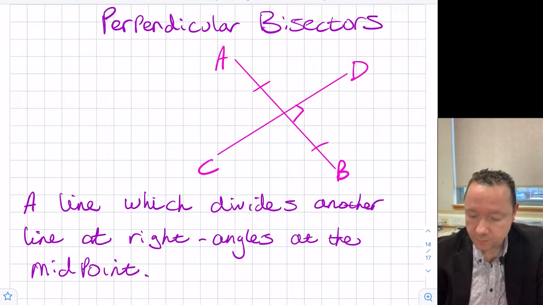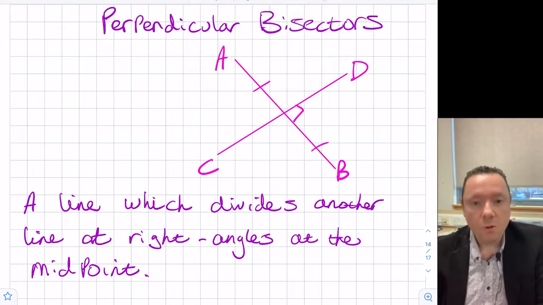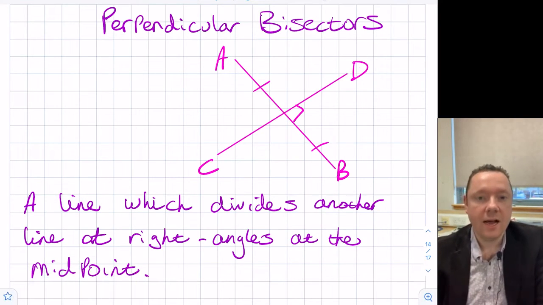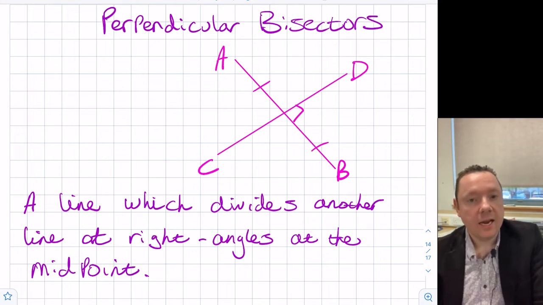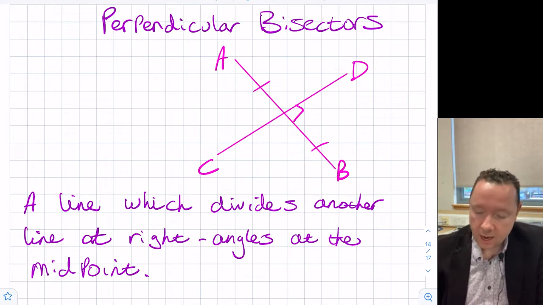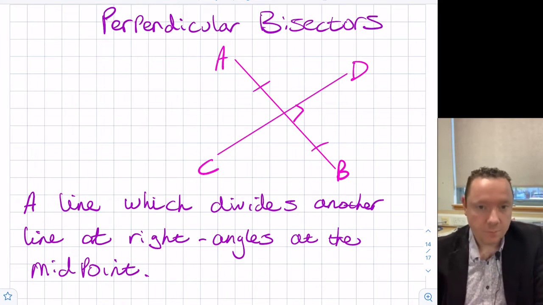The first one we're going to look at is a perpendicular bisector. What that is defined as is essentially this. If you take any line, let's call it A and B, and we draw another line at right angles, if it cuts it in half, it is called a perpendicular bisector. So it cuts it in half at right angles. That would happen in, say, an isosceles triangle or an equilateral triangle, for instance. And we'll look at a few practical examples of this.